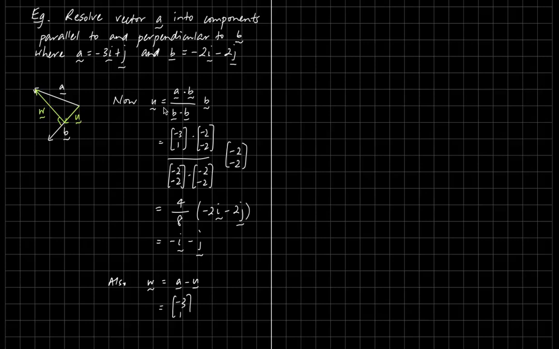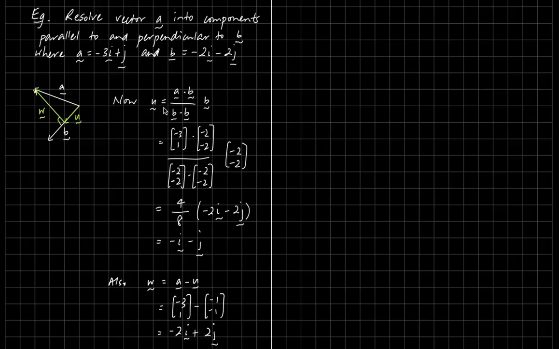negative 3, 1 minus negative 1, negative 1. So what's that? Negative 3 plus 1 is negative 2, and 1 plus 1 is 2. Again, numbers that work out really nicely, which definitely won't normally be the case. So that's the vector w there, or the projection or resolute of A perpendicular to B.